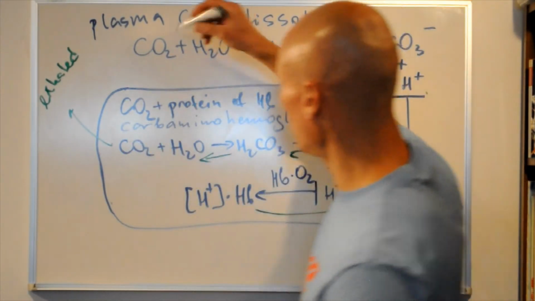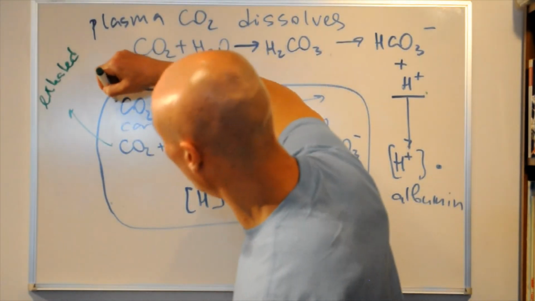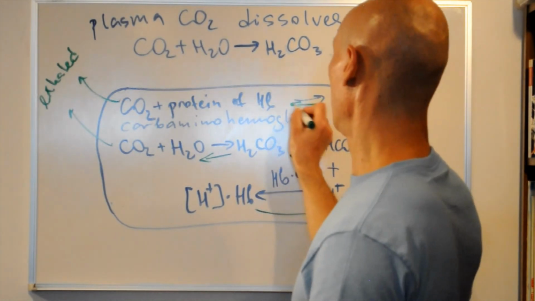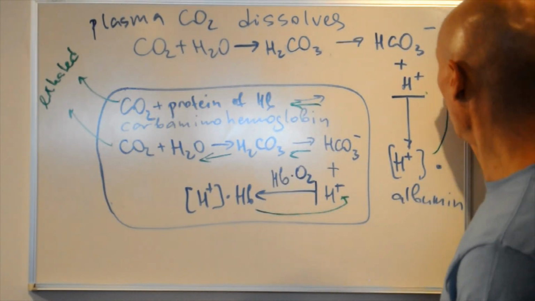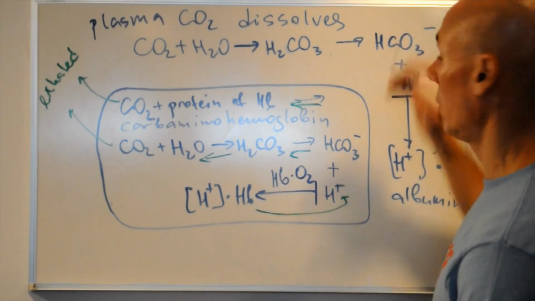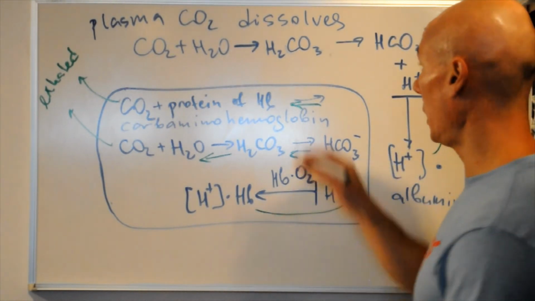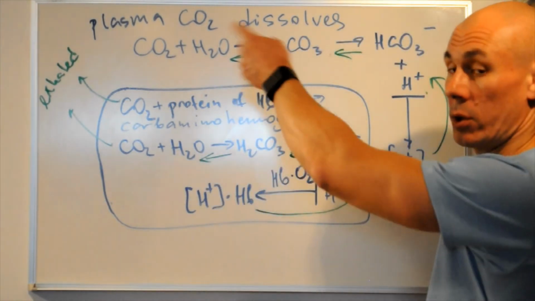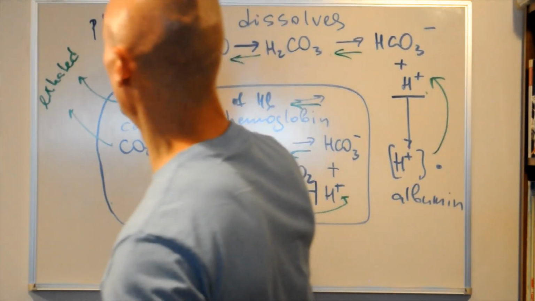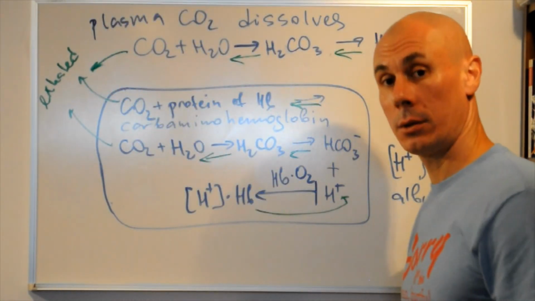CO2 gets liberated from carbaminohemoglobin. And hydrogen ion gets liberated from albumin, recombines with bicarbonate, forms carbonic acid. Carbonic acid splits into CO2 and water. CO2 is getting exhaled.